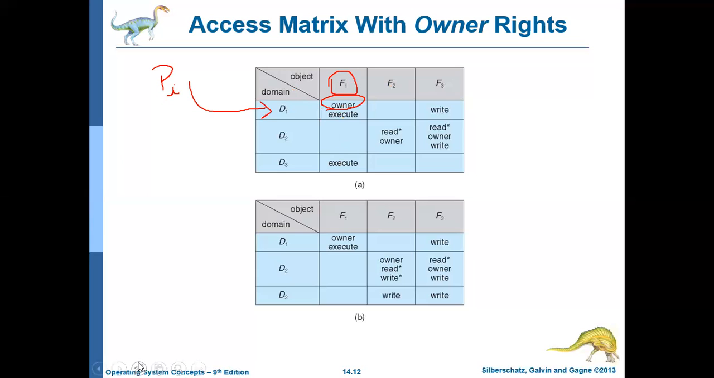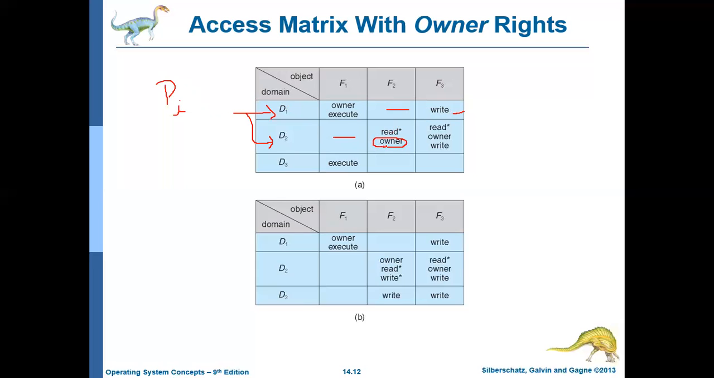Okay, so what does that mean? Let us try to understand with an example. Here, let us say there is a process PI which is currently executing on the domain D1. This process PI has owner right on the object F1, and also it can perform execute operation on F1. It can't perform any operation on F2, and it can perform write operation on F3. If the process is executing on domain D2, then it can't perform any operation on F1, but it can perform read operation on F2, and also it has copy rights for read operation, and also it's the owner of F2.